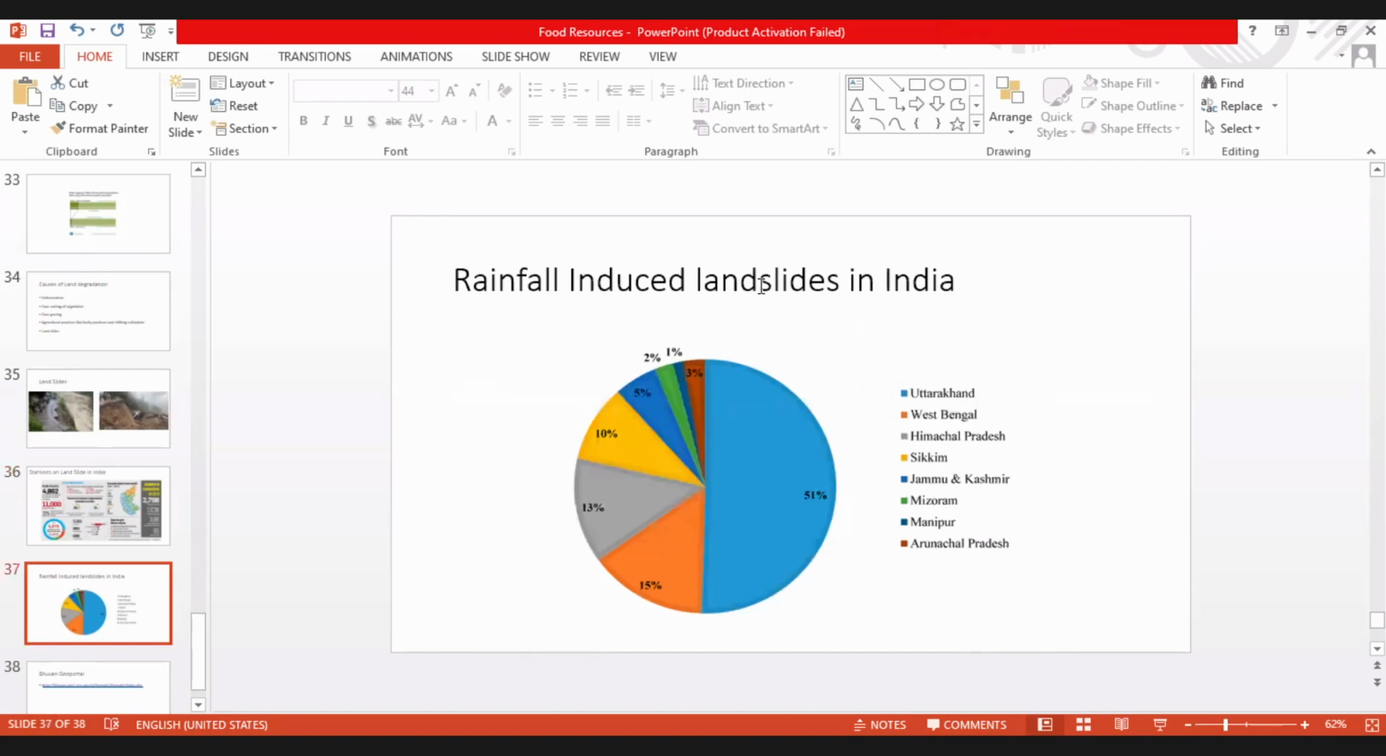Now, rainfall induced landslides in India. When we talk about rainfall induced landslides, Uttarakhand has the highest number. We regularly see it, whether it's Almora last year, or back in 2013, the Kedarnath incident. Because of rain, we see a lot of landslides. So this is a statistic. Uttarakhand has the highest, whereas about 1% is seen in Manipur. So you can go through the statistics.